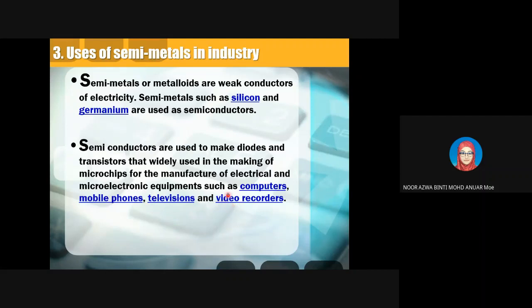Dia adalah weak conductors tetapi good conductors in high temperature. Dia ada sifat-sifat dia lah. Sebab tu dia sesuai digunakan untuk yang macam komputer, mobile phones, televisions yang temperature tinggi.